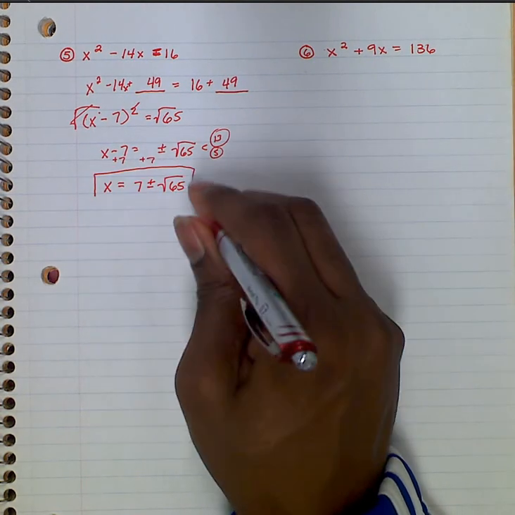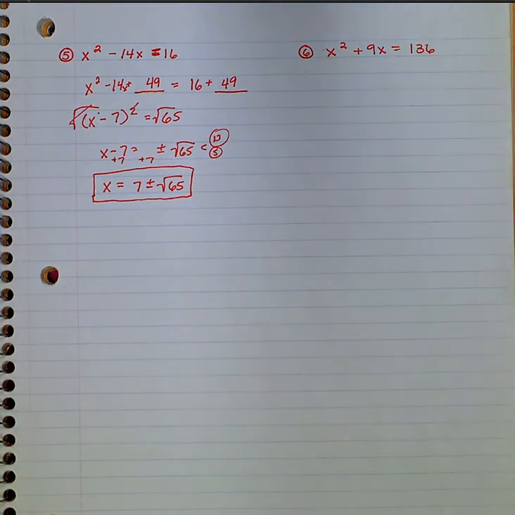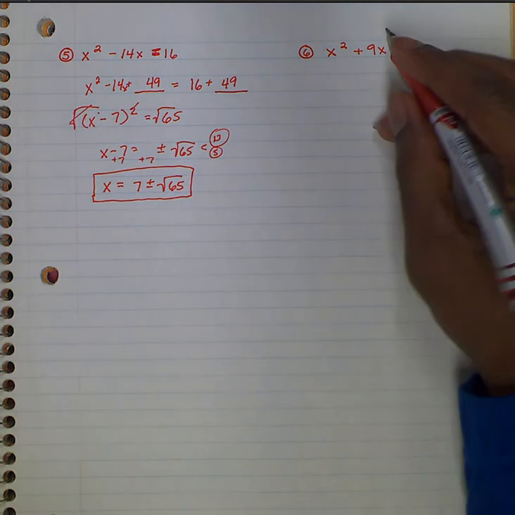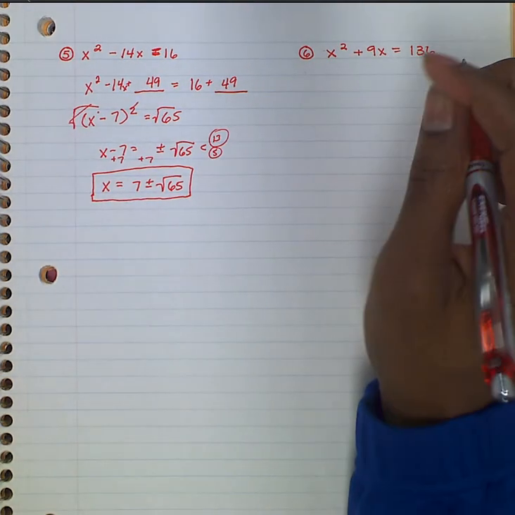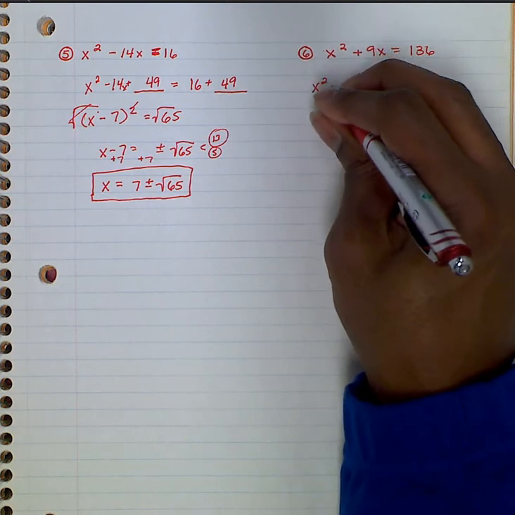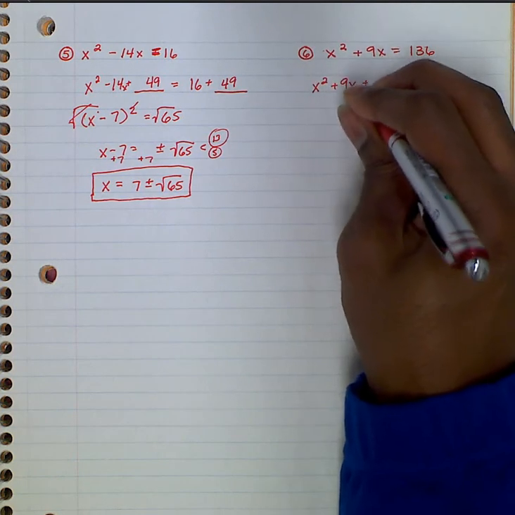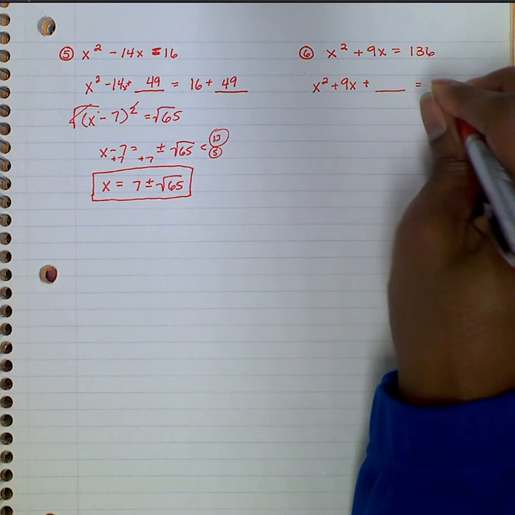Okay, if you're asked to put it to the nearest tenth, you can do that by typing it into your calculator as I showed you earlier. Alright, last problem, let's do that with number 6. We got x squared plus 9x equals 136. X squared plus 9x plus whatever is going to complete this square will equal 136 plus that same thing.